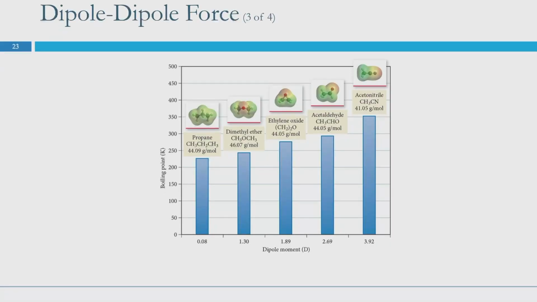And you can compare among things that have different strengths of dipole-dipole force. So this chart that we're looking at, we've got dipole moment, so the strength of the dipole in a molecule, and we've got the boiling point on the y-axis. So for a higher boiling point, we would also expect a higher dipole moment. And these all have fairly similar molar masses, 44, 41, 46. So as we increase the dipole moment up to acetonitrile, we also increase our boiling point.